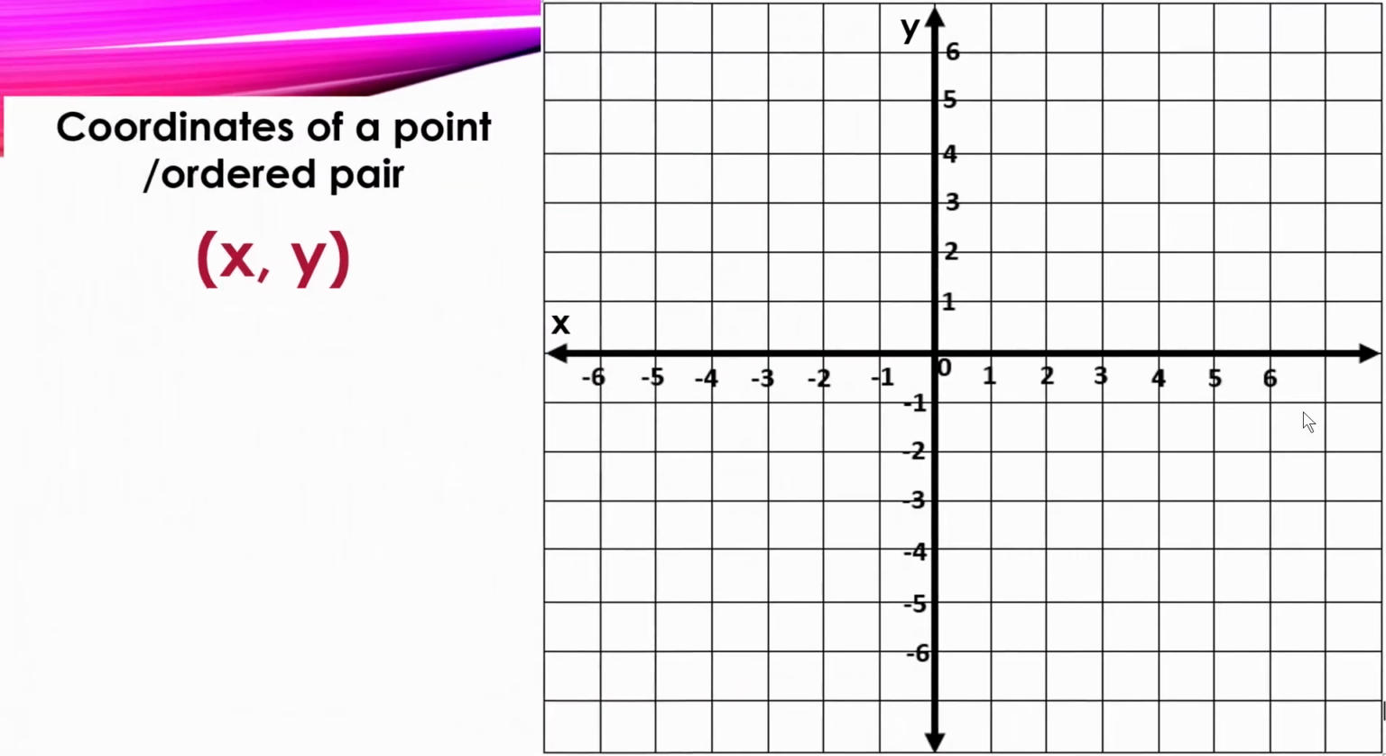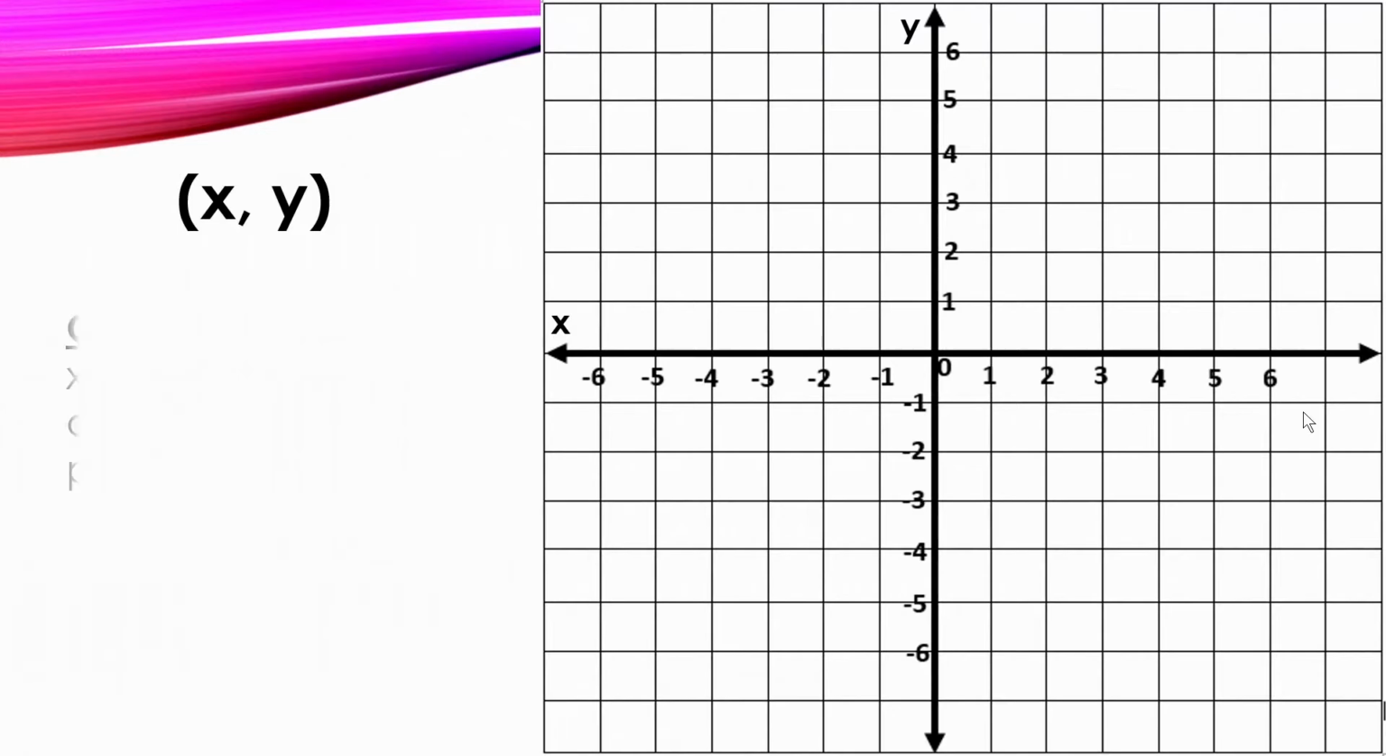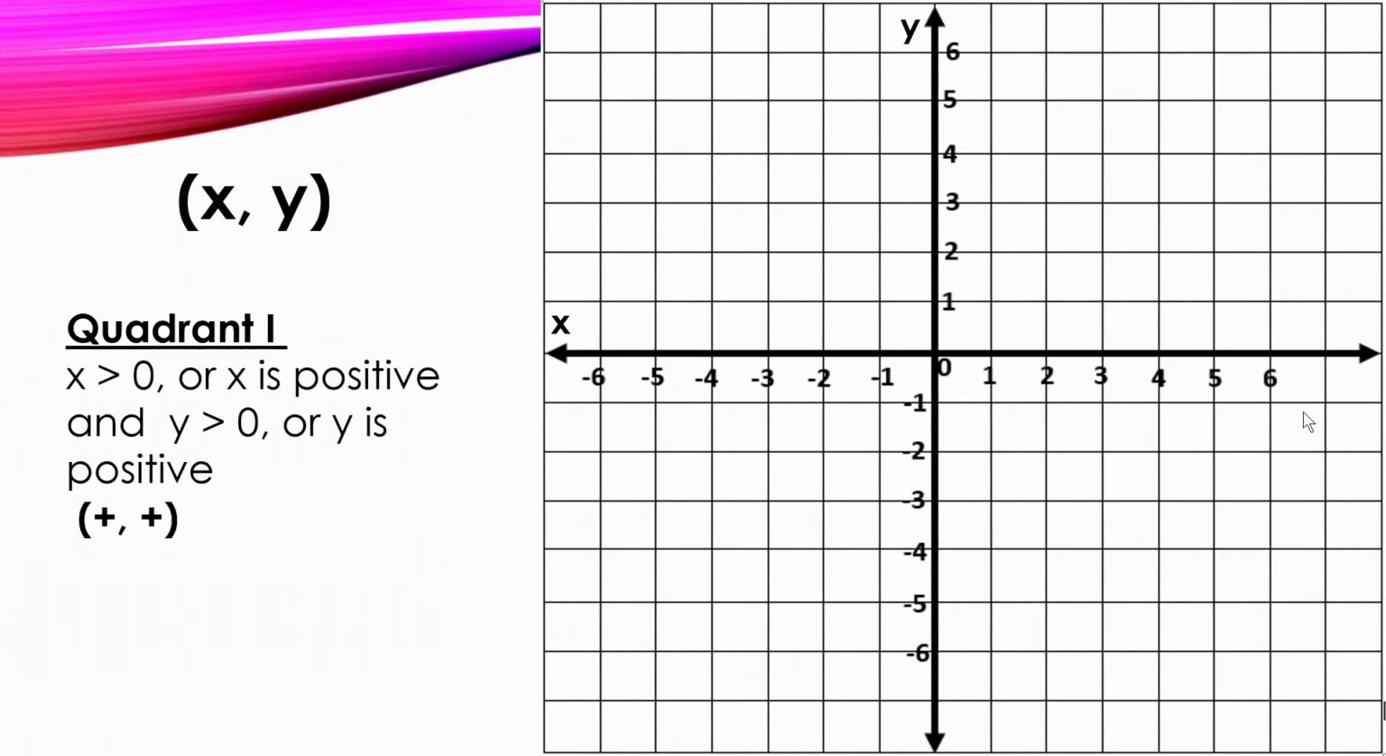In the coordinates of a point or ordered pair, the first coordinate of the point is called the x-coordinate or abscissa, and the second coordinate is called the y-coordinate or ordinate. Ordered pairs can be named using capital letters. You can use any letters from the alphabet, and it is always written inside the parentheses. The signs of the first and second coordinates of a point may vary depending on the quadrant where it lies. Let us take a look at this.